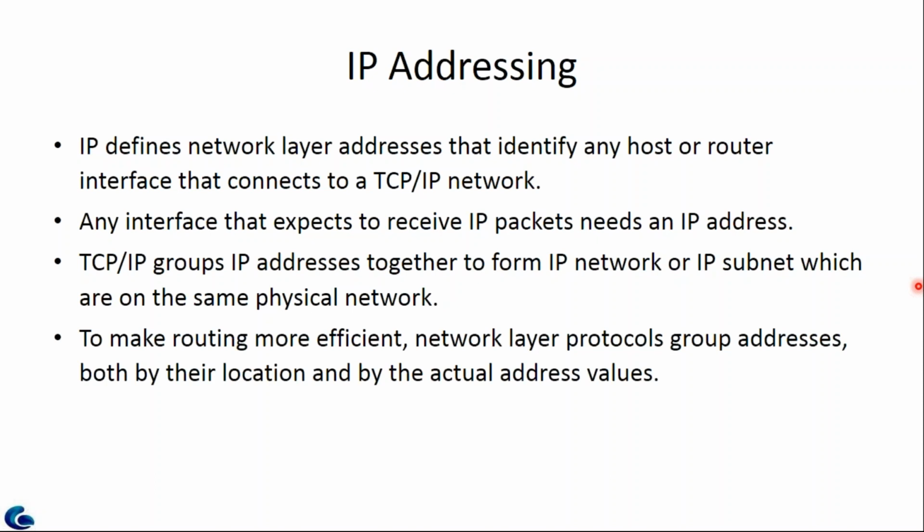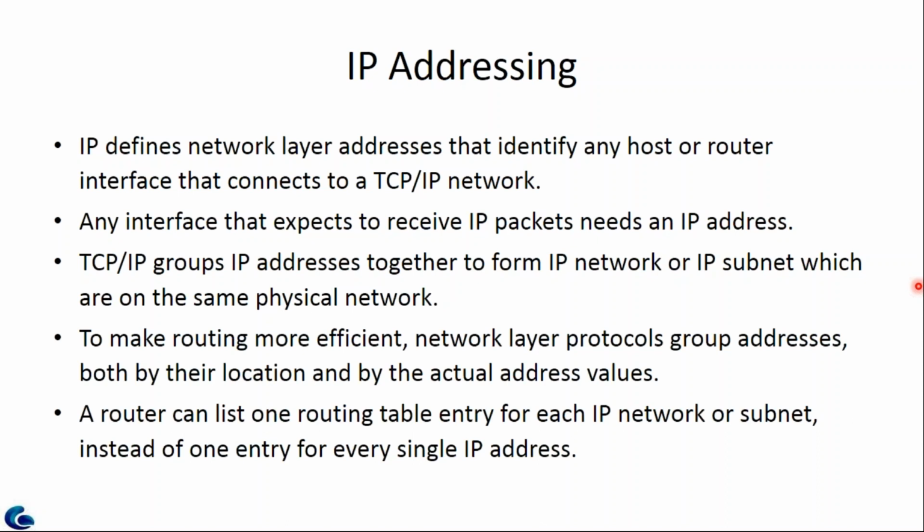To make the routing more efficient, the network layer protocol groups the addresses both by location and by actual address values. So a router can list one routing table entry for each IP network or subnet. What happens actually is, imagine no matter where you live, maybe in the US or India or any place, we identify any connection. For example, we have two large cities. I live in Bangalore, so I take Bangalore, and there is a city called Chennai, most of you must know, in the south, right?